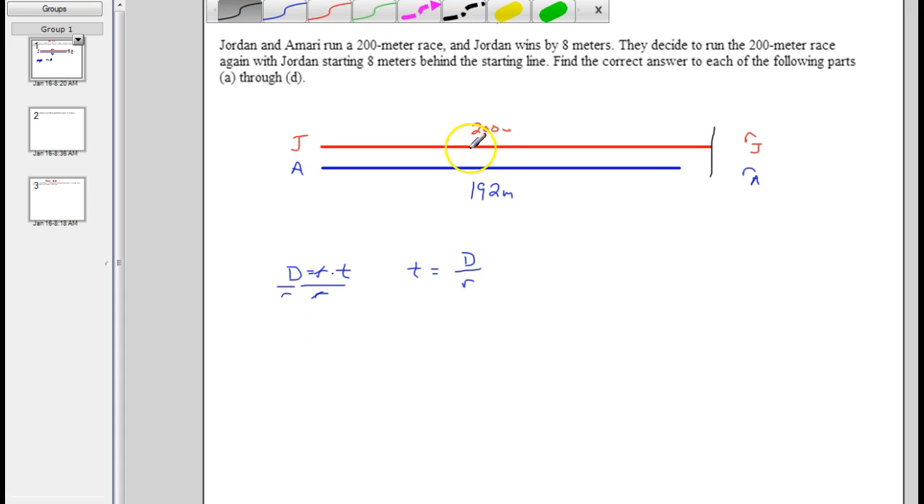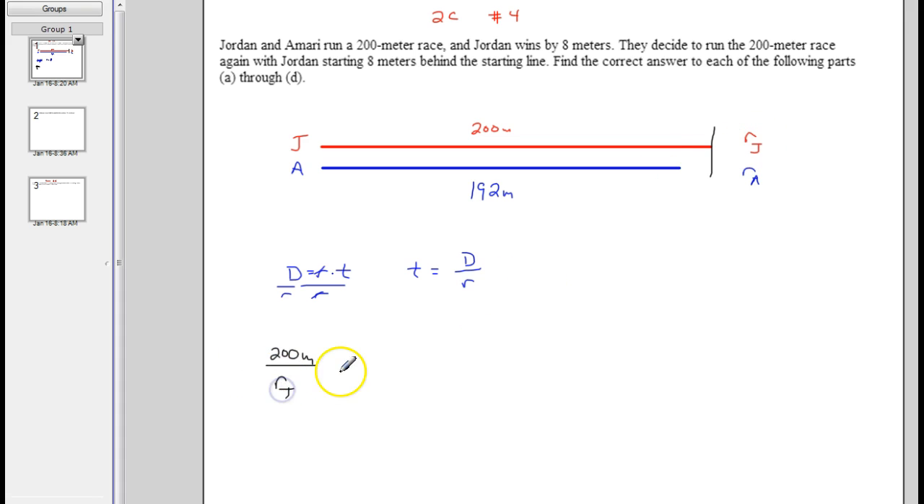The distance that Jordan ran is 200 meters divided by the rate he ran it. We'll just call it RJ. And that's equal to, because remember distance divided by rate is time, this is the time it took Jordan to run the race, 200 meters divided by his rate. That was equal to 192 meters, which is how far Amari finished, how much he got done in the same amount of time Jordan finished. So we end up with this equation.